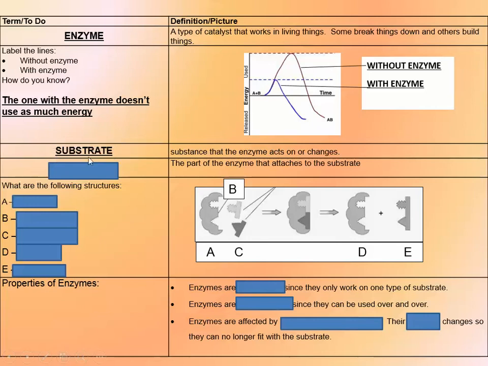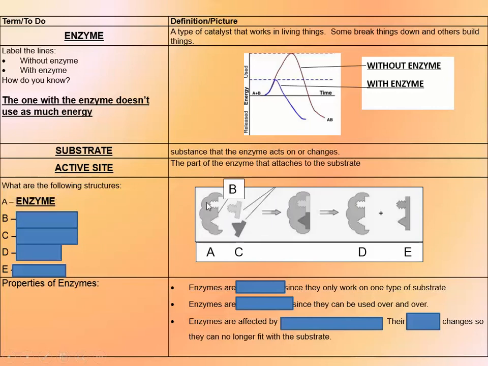The substrate in one of these chemical reactions is going to be the substance that the enzyme acts on or changes. And that word will make more sense once we get down here. The active site, right? We should remember this from the very first picture. That's going to be the part of the enzyme that attaches to the substrate.